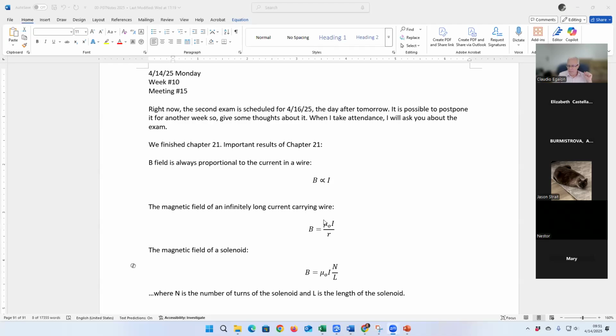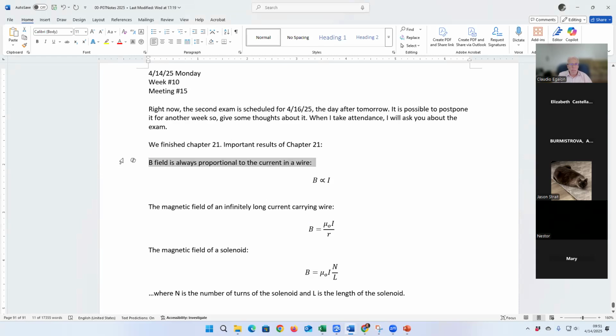Okay, this is Physics 7, April 14th, 2025, and we are starting chapter 21 right now. Just for the record, we finished chapter 21, and there are three very important things that you have to know.